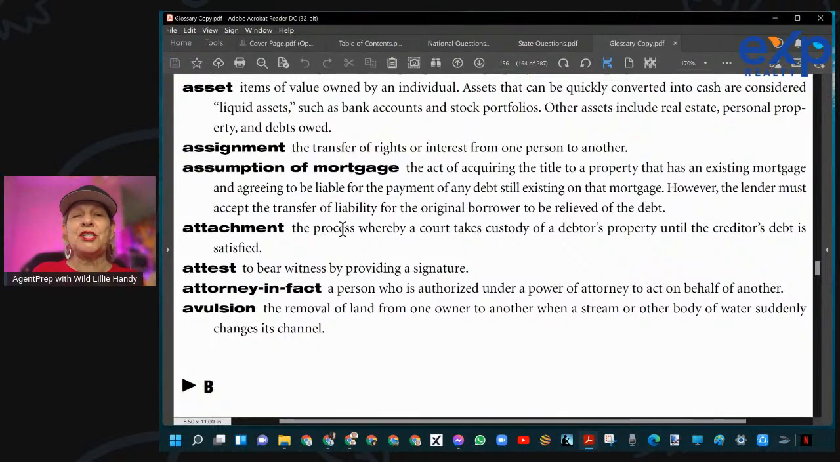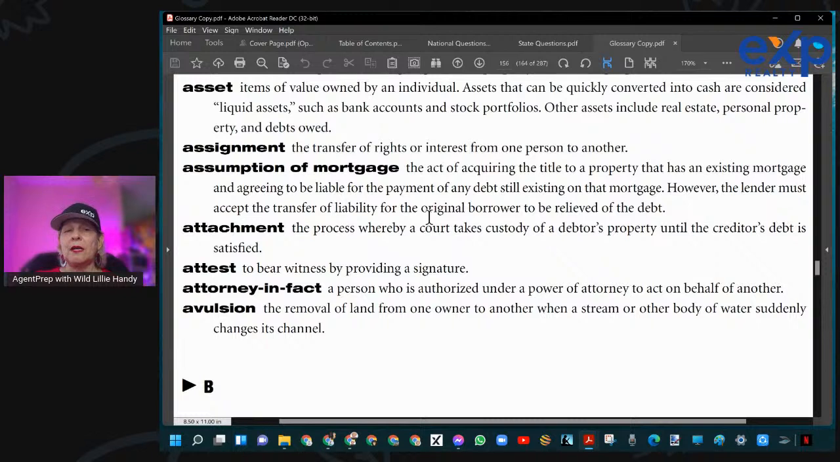All right, assumption of mortgage. So we're assuming something, not like an assumption in today's market that makes a you know what out of you and me. So an assumption of mortgage, it's the act of acquiring the title of a property that has an existing mortgage and agreeing to be liable for paying that existing mortgage, that existing debt, on that property. However, the lender must accept the transfer of liability for the original borrower to be relieved of the debt.